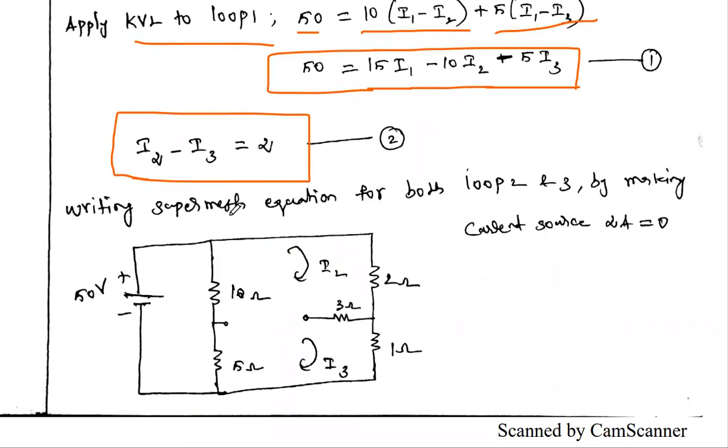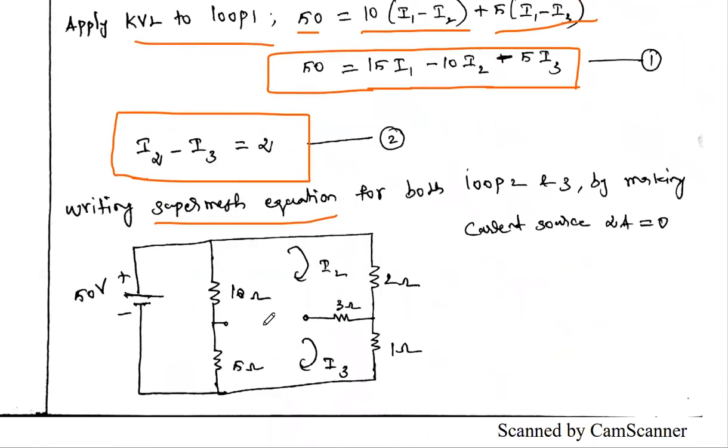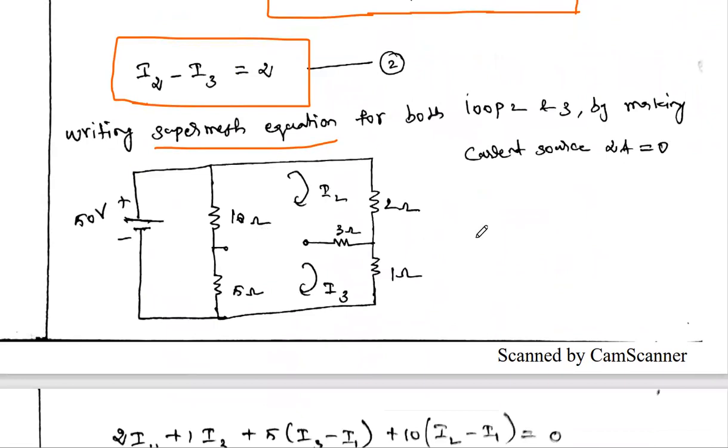Then for the third equation, we have to write the super mesh equation. While writing the super mesh equation, we just ignore this current source. We make this current source value 0, so this complete branch you just remove it. That's why we get the diagram like this. If the current source is 0, in the place of the current source there is an open circuit. Similarly, there is one resistor here, and the current flowing in this resistor is also 0, so you just ignore this resistance also.